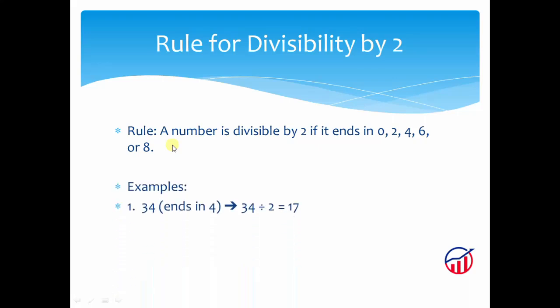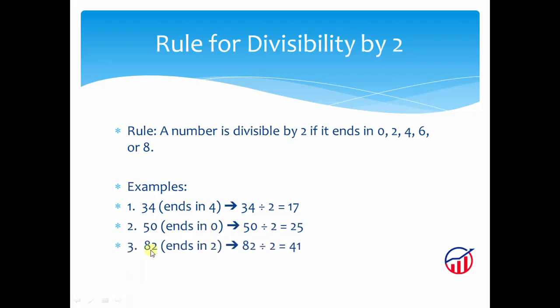Let's check out a few examples. So 34 ends with 4, so 34 divided by 2 is 17. 50 ends with a 0, so 50 divided by 2 is 25. 82 ends with 2, so answer is 41. So any number which is even is divisible by 2.